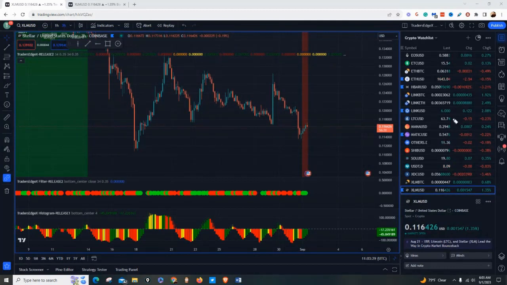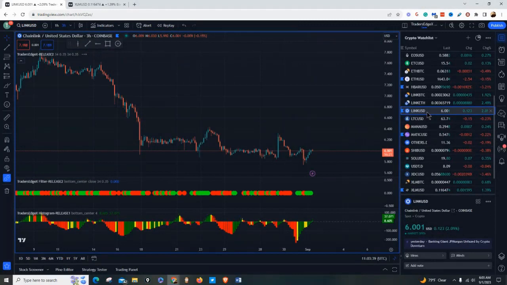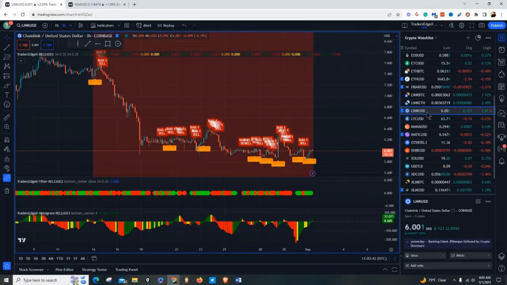So again, Stellar Lumens is setting up. I'm getting excited because I'm about to have some more opportunity to scoop it up. Let's go take a look at Chainlink. Chainlink. Who's in control? Let's look at that. Who's in control? Sellers. All right.